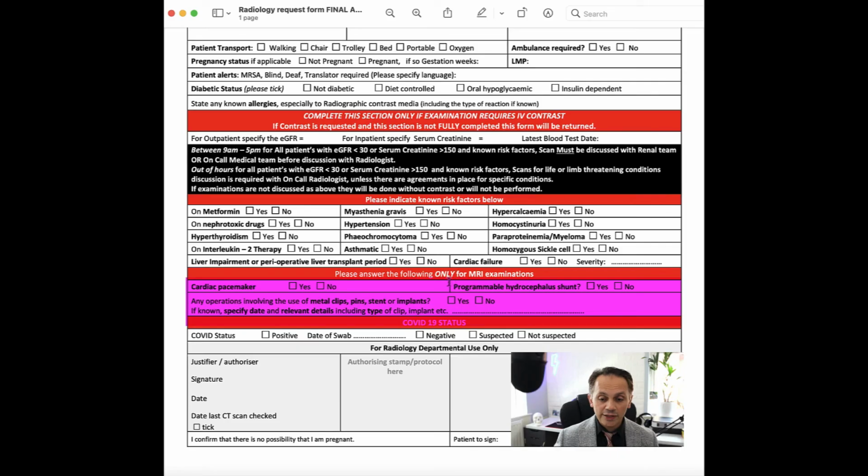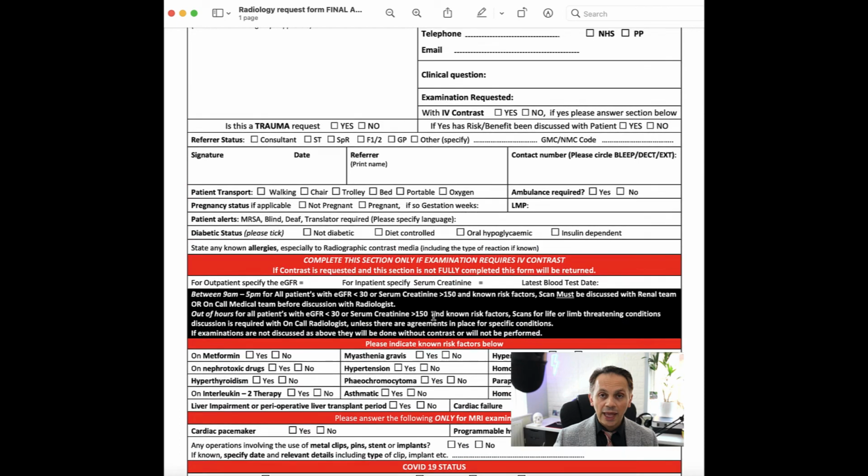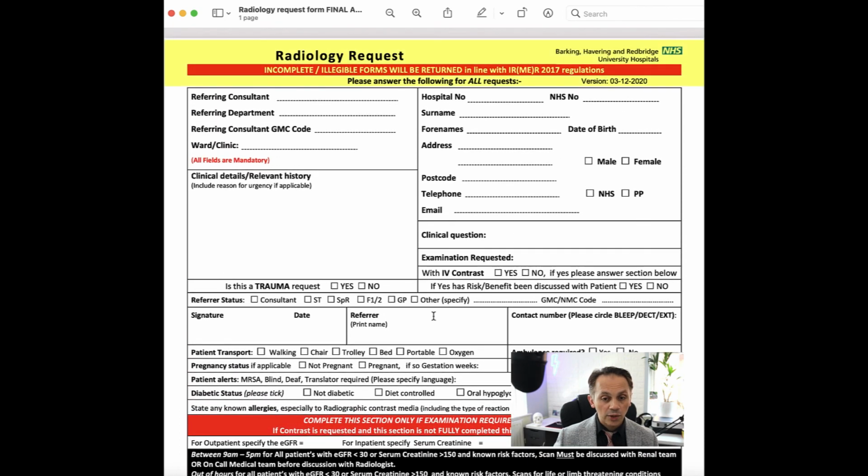For patients who require an MRI scan, there's another smaller section that needs to be added there, and due to the COVID era we're in right now, we need to make sure that this section is also completed in a timely fashion. So once we've got a complete request form, we will then process it, scan it on the system, and do the scan. Otherwise, incomplete or illegible forms will be returned in line with BHRUT 2017 regulations.